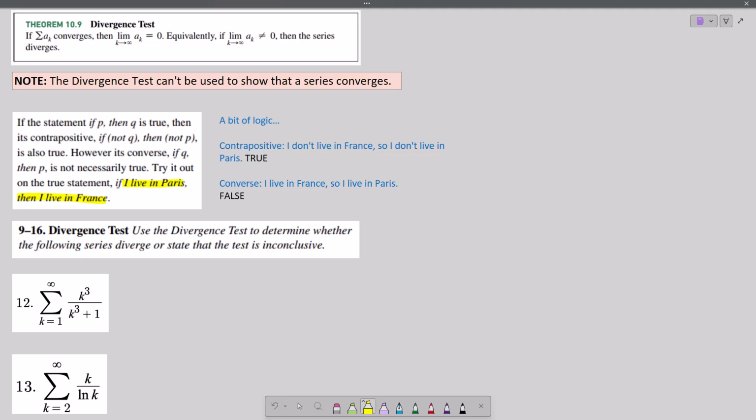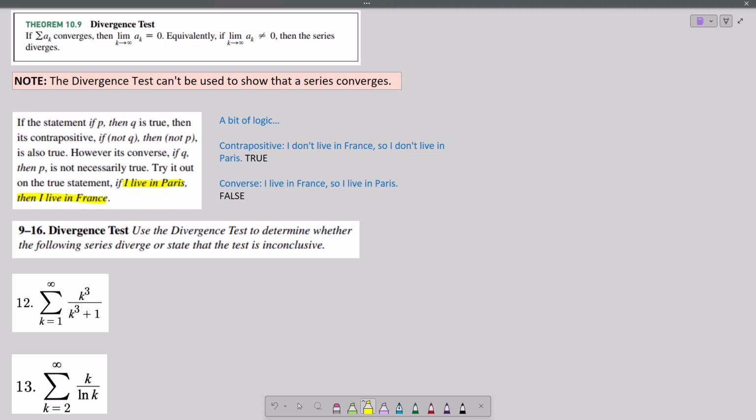The contrapositive would be, I don't live in France, therefore I don't live in Paris. That has to be true, assuming we have just one Paris, Paris, France. The converse is not necessarily true ever. The contrapositive is always true if your initial statement is true. The converse is not necessarily true.